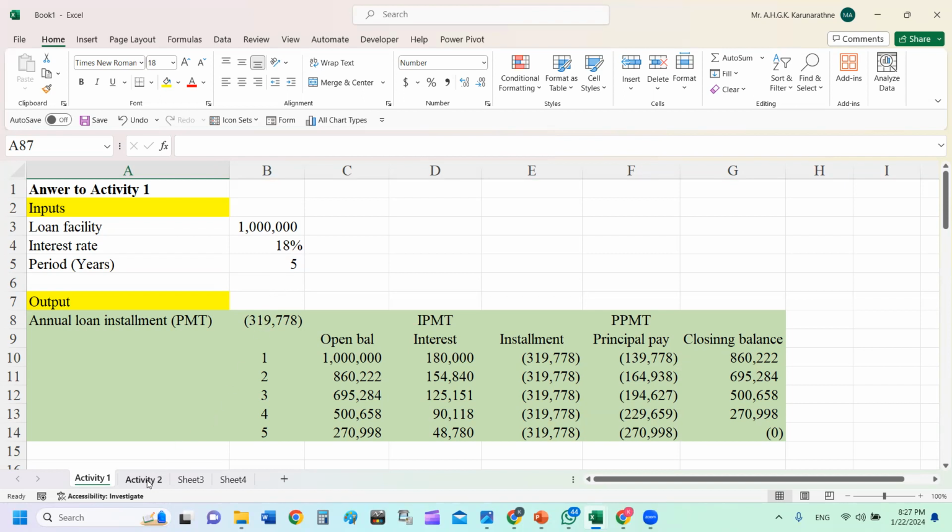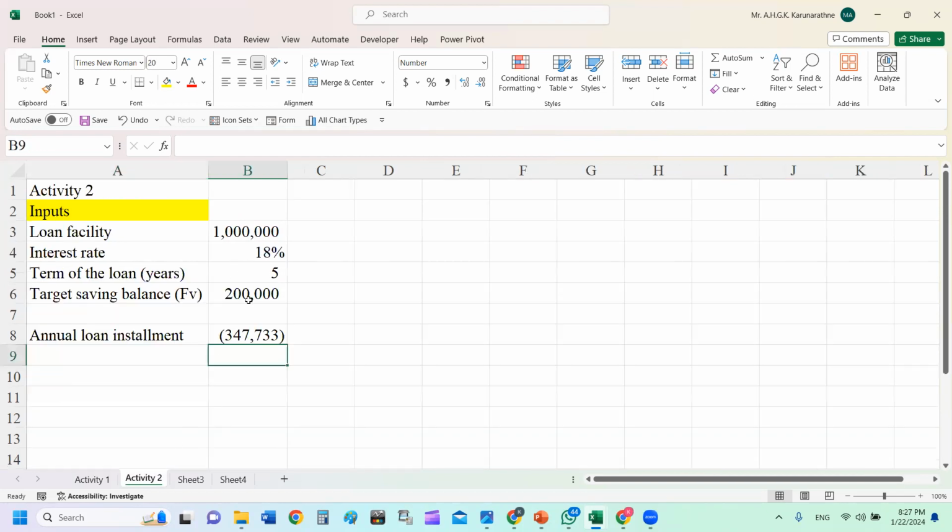But in this case, all the other factors remain the same, but you want to generate the additional saving so that your installment value should be increased. Why? You want to keep paying the loan and you want to contribute to a saving. That's why the installment value has increased by a certain amount, right?